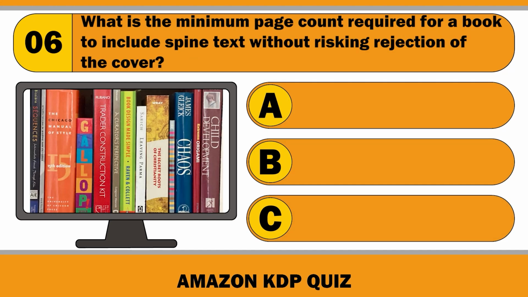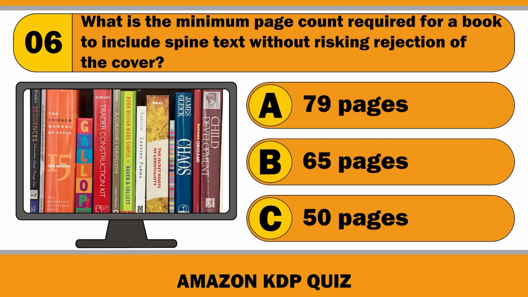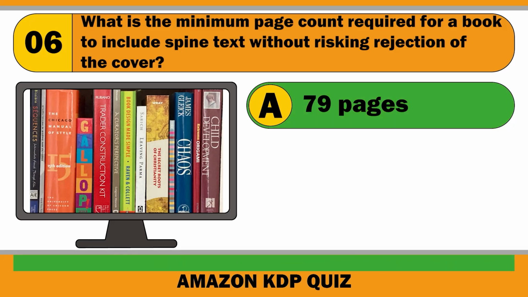What is the minimum page count required for a book to include spine text without risking rejection of the cover? Is it 79 pages, 65 pages, or 50 pages? And the correct answer is 79 pages. If you are using Cover Creator, the minimum page count for spine text is 80 pages.